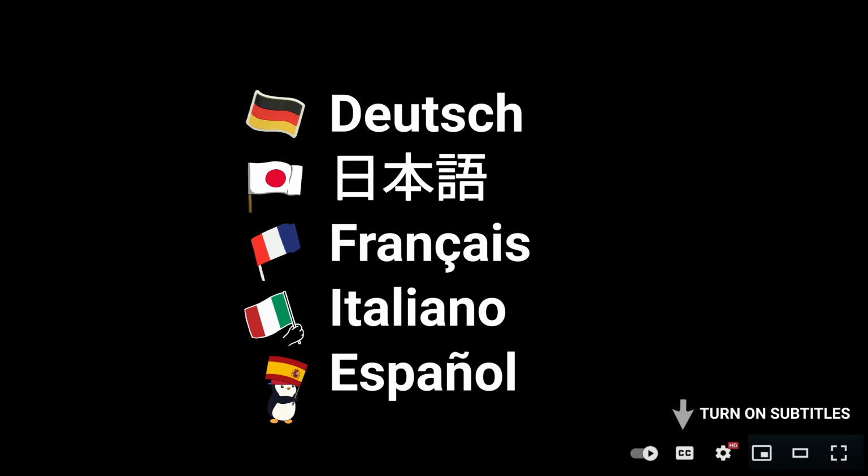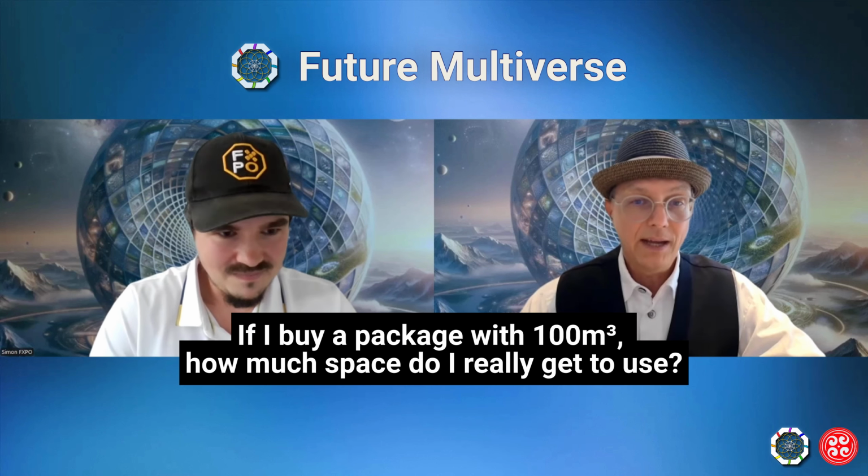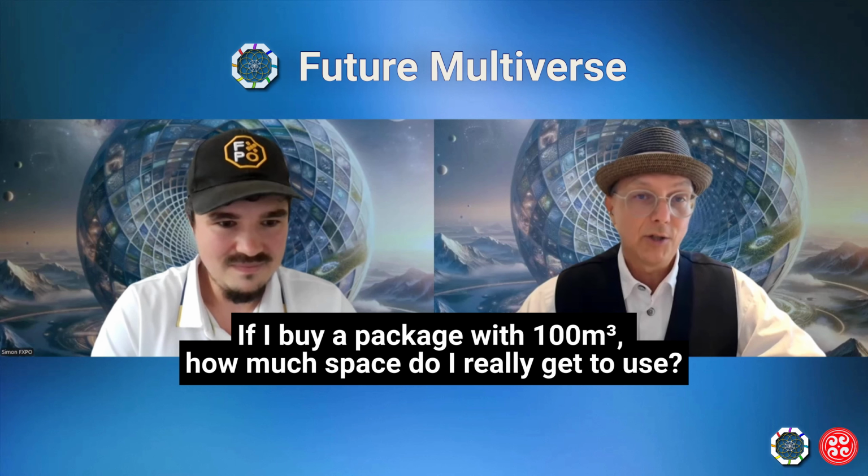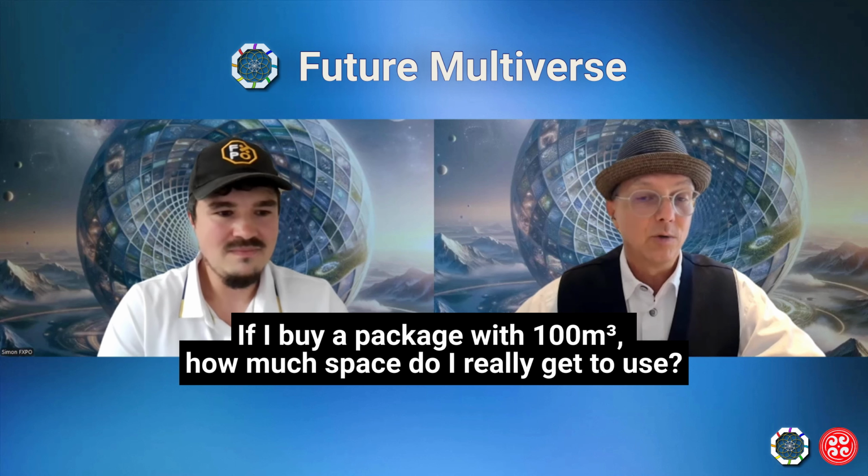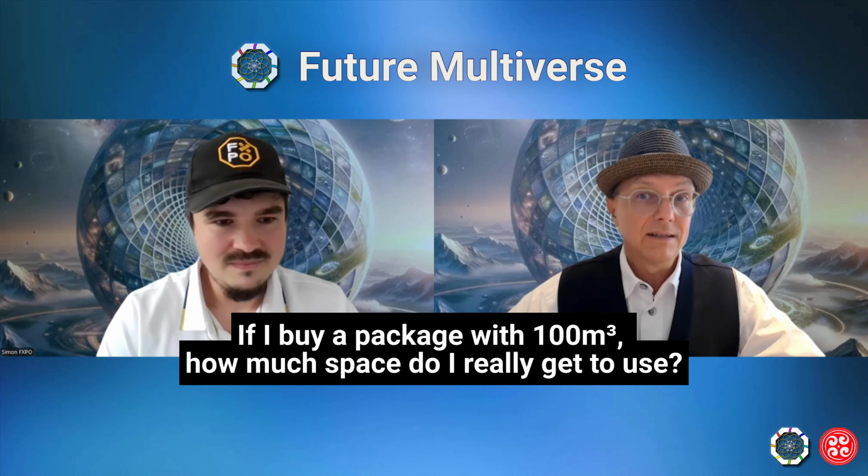Today we have something very simple, but also very important for some of the users, for all the buyers of some packages. It's about the explanation of the packages today. For example, the utility room. If I buy a package with 100 square or cubic meters, what can I do with it? How much space can I actually use? Is it only about 100 or is it more?